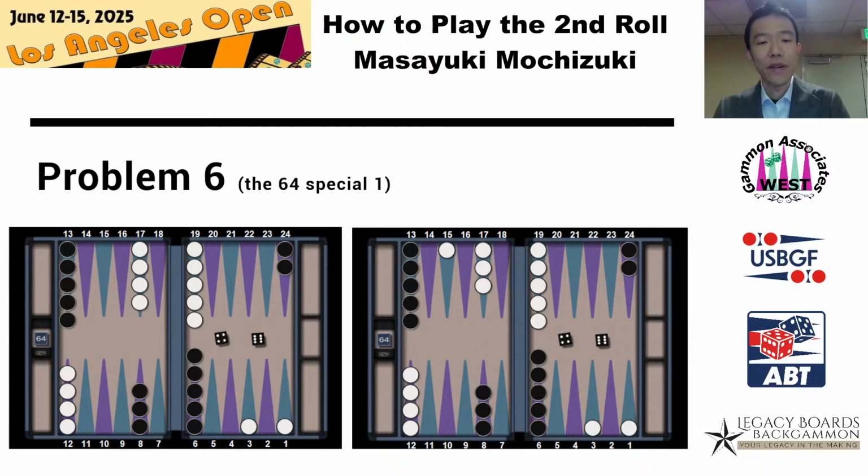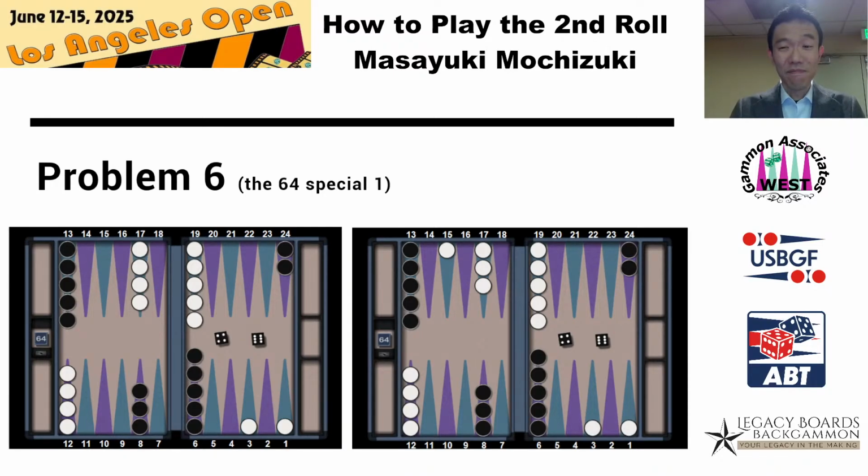Okay, problem number 6. How to play 6-4. I called it 6-4 special. Number 1. I said with 6-4, the default play should be to make the deuce point. Well, actually, if you could hit the 3 point, you have to hit the 3 point.